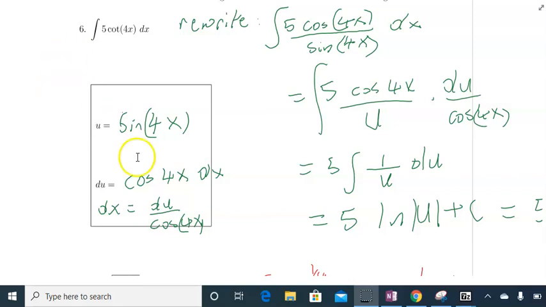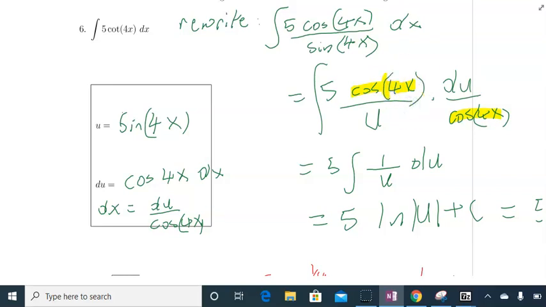So then let's choose our u. Our u will be equal to sine of 4x, because we take the denominator in this case. And du then will be equal to cosine of 4x dx. So then dx will be equal to du over cosine of 4x. And then plug that back in, replace the sine of 4x with u. That becomes equal to the integral of 5 cosine of 4x over u times du over cosine of 4x. We like when things cancel out really nicely, so these go.